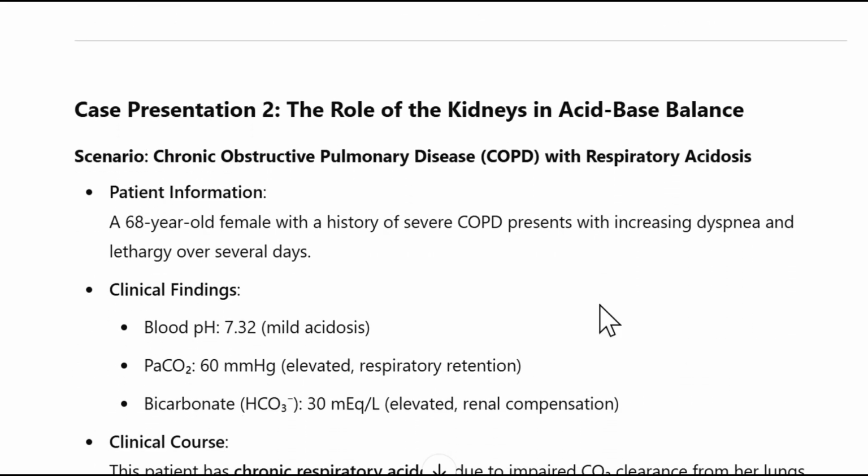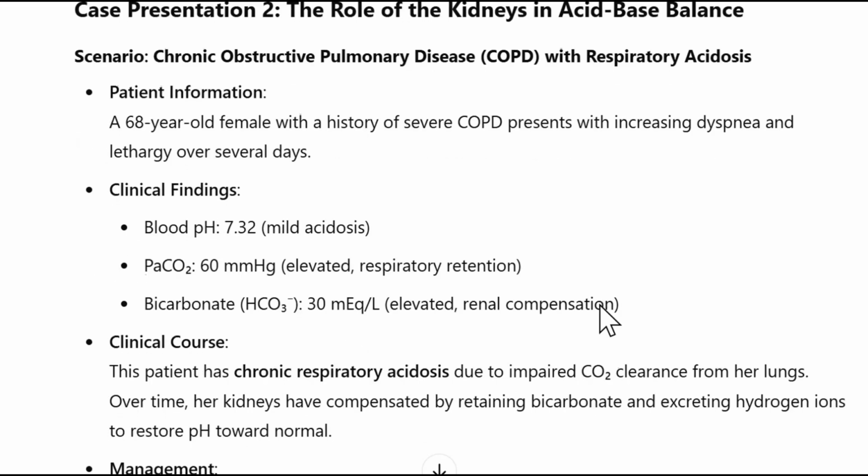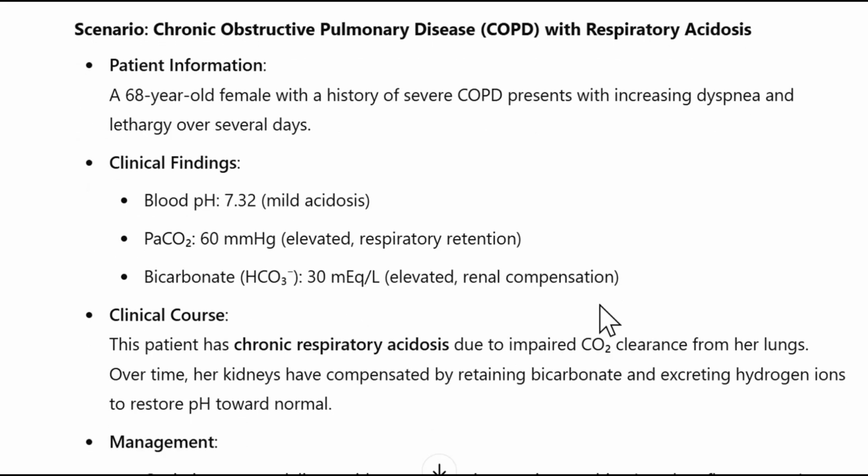Case presentation 2. The role of the kidneys in acid-base balance. Scenario: chronic obstructive pulmonary disease, COPD, with respiratory acidosis. Patient information: a 68-year-old female with a history of severe COPD presents with increasing dyspnea and lethargy over several days. Clinical findings: blood pH 7.32, mild acidosis; PaCO2 60 mmHg, elevated, respiratory retention; bicarbonate HCO3 30 mEq/L, elevated, renal compensation.